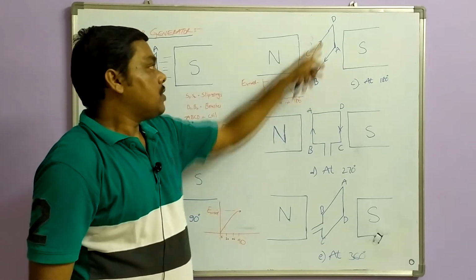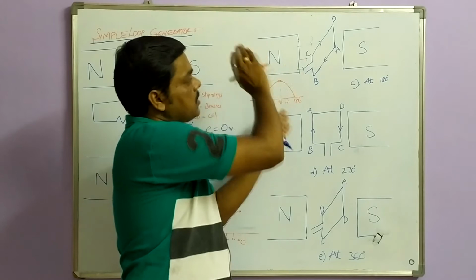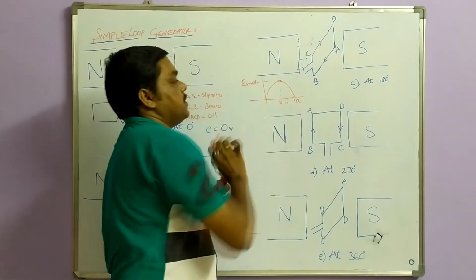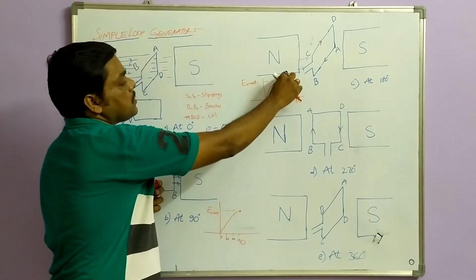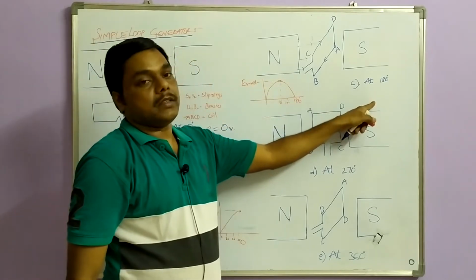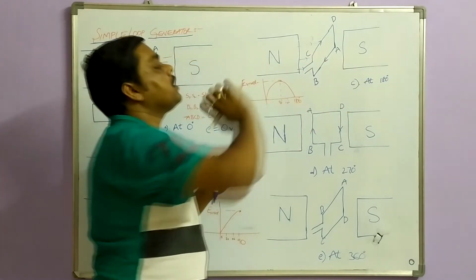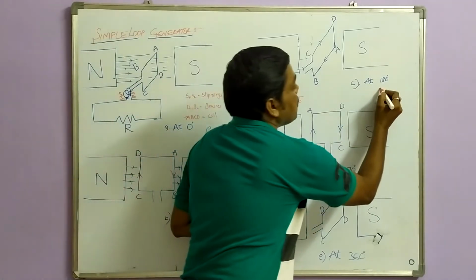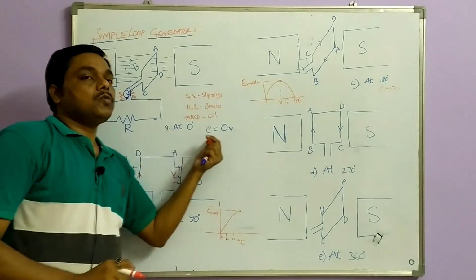That means the flux cutting action is reducing. When the flux cutting action is reducing, what is happening? Your induced EMF is decreasing. You can see here 0 to 90 degrees EMF increases, 90 to 180 degrees EMF decreases. That means this EMF is 0 at the 180 degrees position. So you can write that induced EMF is 0.